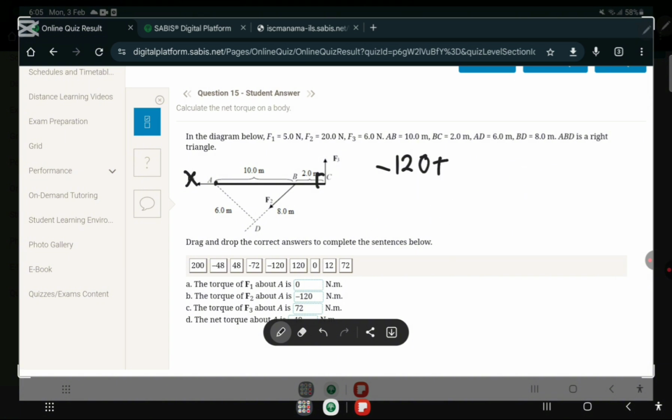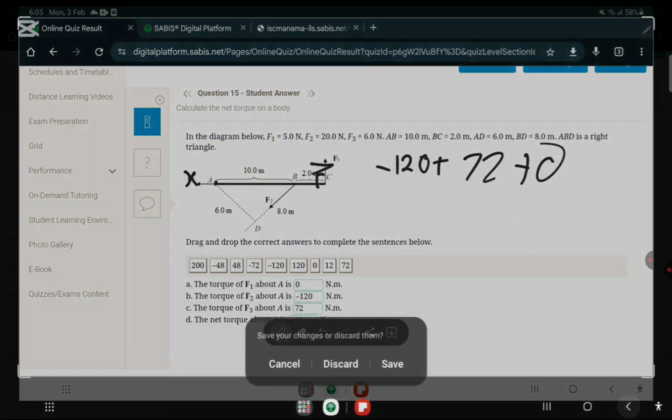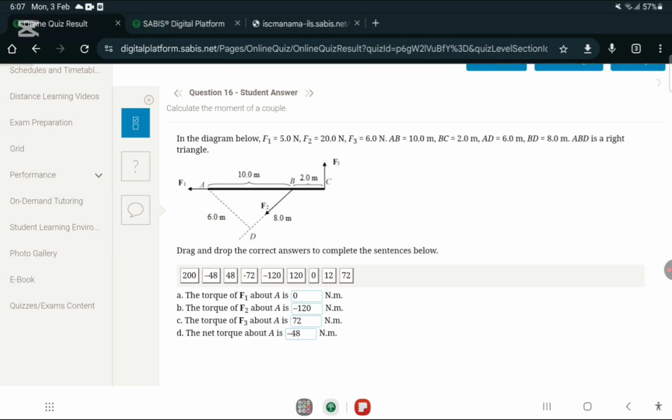And it's going to be force 3, what is it? It's going to be 6 newtons times 12, because from C to A is 12 meters. It's going to be equal to 72. Now they want the net torque. The net torque of force 1 is 0. Force 2 is negative 120. And force 3 is positive 72. Add them together, you get negative 48. Okay? On to the next.